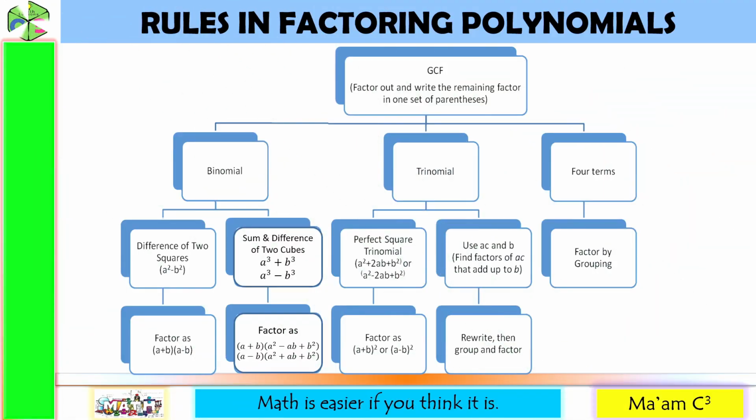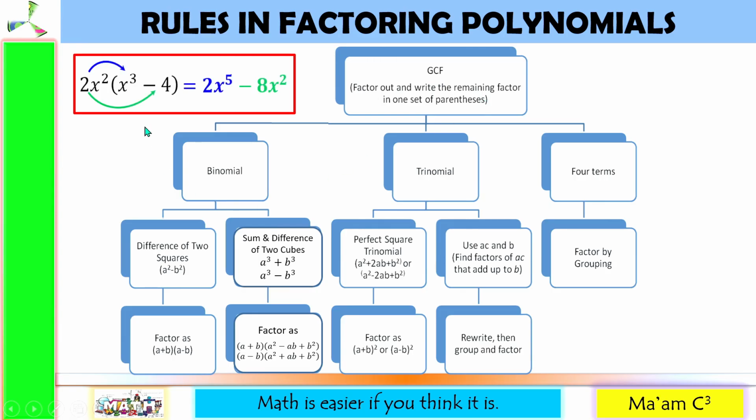Once again, here is our concept map in factoring polynomials. As a rule of thumb, we have to ask ourselves if there is a greatest common factor. Again, in this example, this one here is the GCF, while this one is the remaining factor. After determining if there is a GCF, then we have to identify the remaining factor if it is a binomial, a trinomial, or a four-term polynomial.